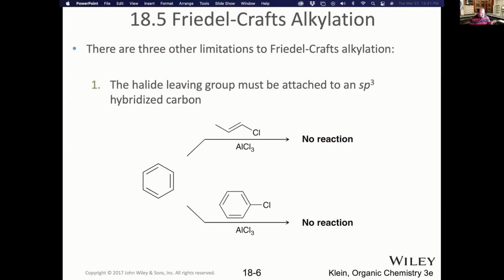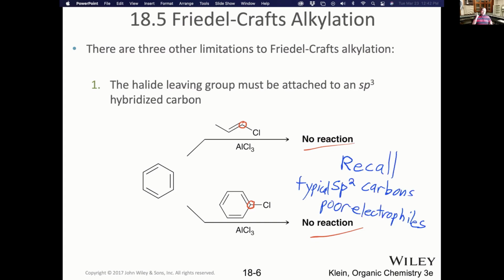But in these reactions here, you cannot attack a chlorine atom that is connected directly to sp2 carbons. So these have no reaction because they're not good electrophiles, even with the AlCl3 catalyst. They're not good electrophiles in other reactions we've seen either, such as the ethers, when we're trying to do Williamson ether synthesis.